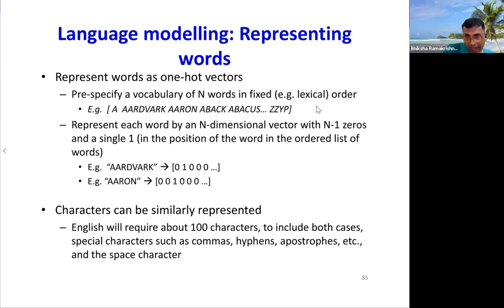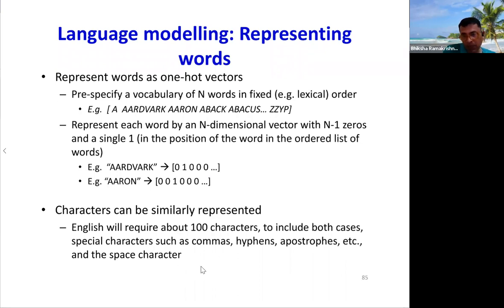If the vocabulary has n words, each word is now represented by an n-dimensional one-hot vector with n minus one zeros and a one in the position of the word. So if aardvark is the second word in our lexicon, the one-hot vector for aardvark is going to have a one in the second position and zero elsewhere. Aaron is the third word, so its one-hot vector is going to have just a one in the third position. If you were modeling characters, characters can be similarly represented.